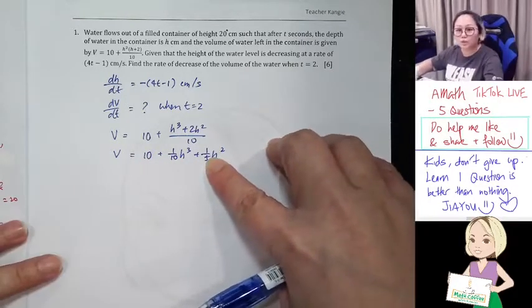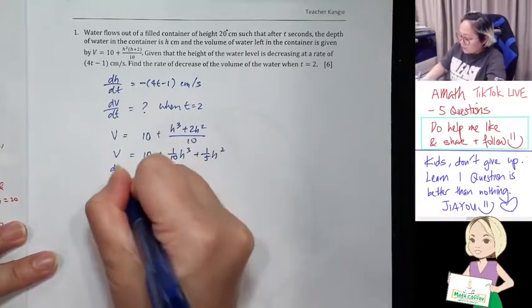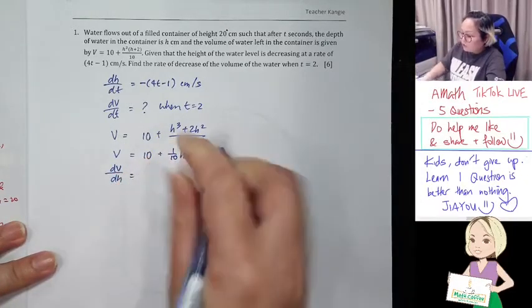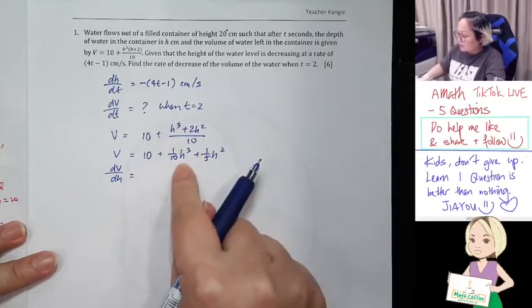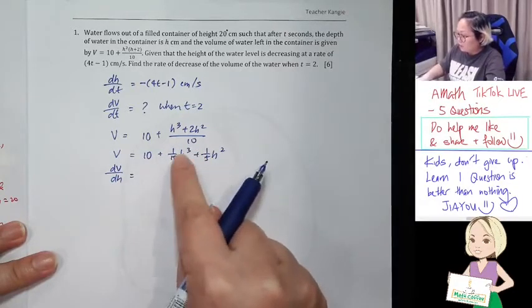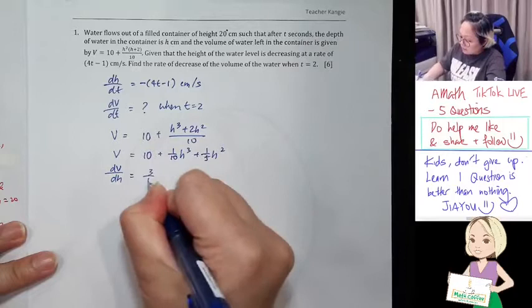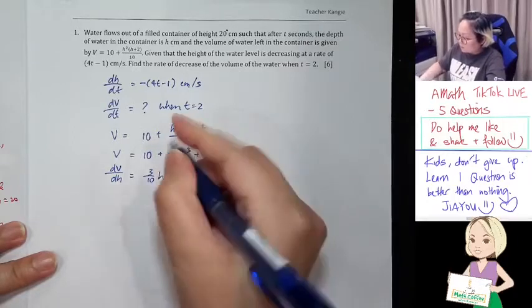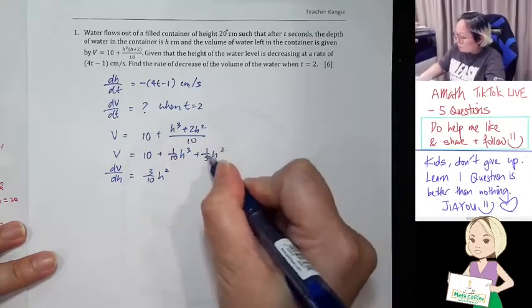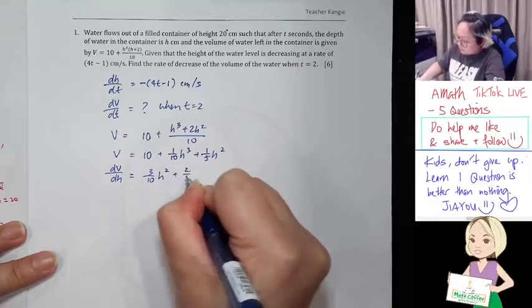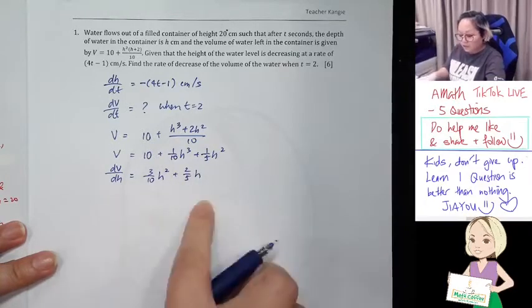So let's proceed to dV/dh. When you differentiate, a constant disappears. Differentiating this one, bring the 3 down. So 3 times 1/10 is 3/10. The power minus 1, so it will be 2. Then 2 brought down becomes 2/5, and then h. So this is your dV/dh.